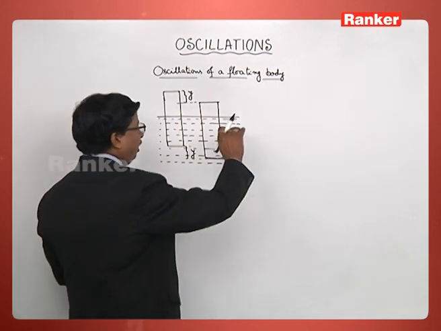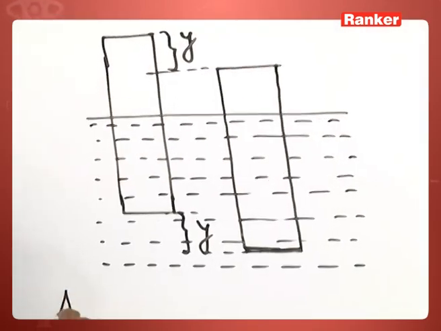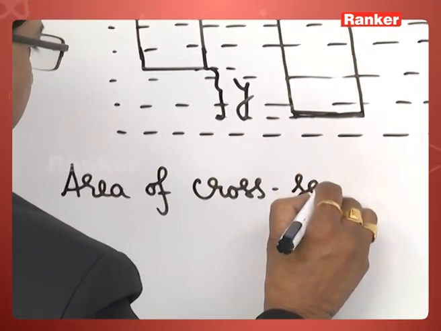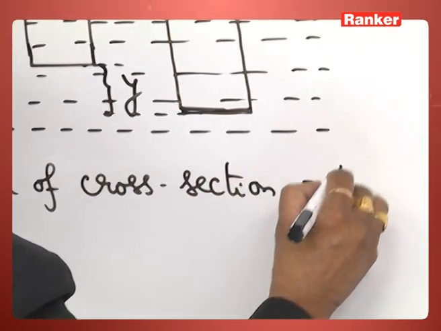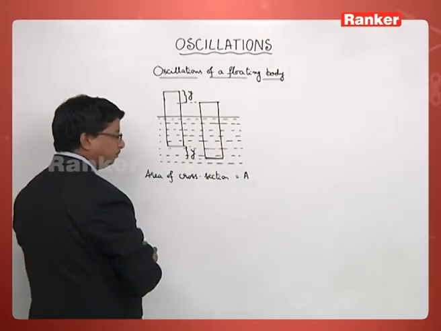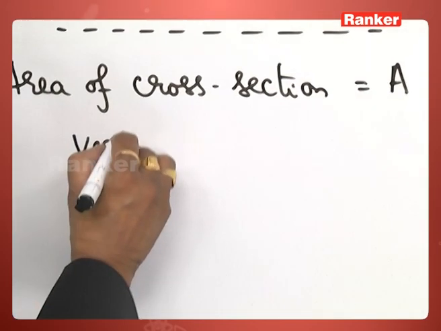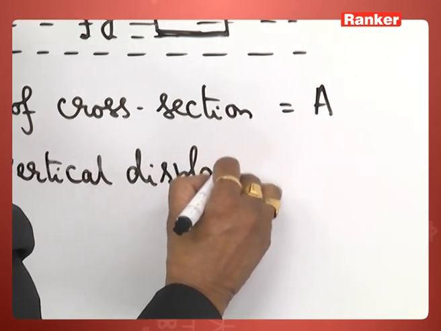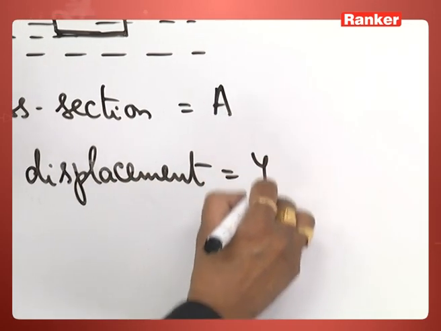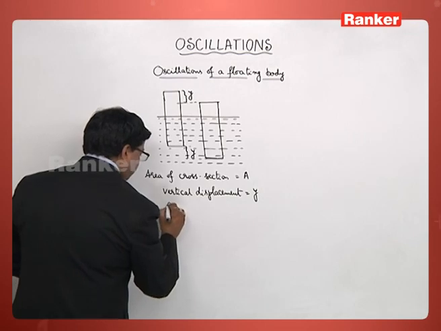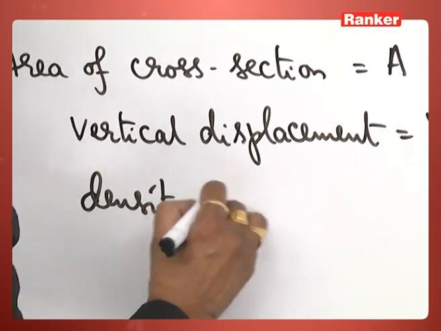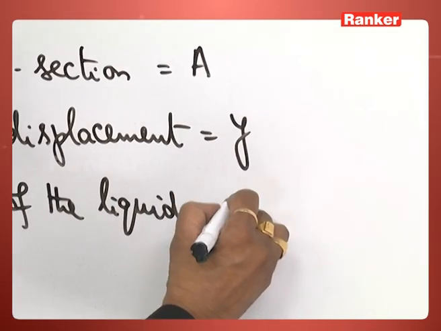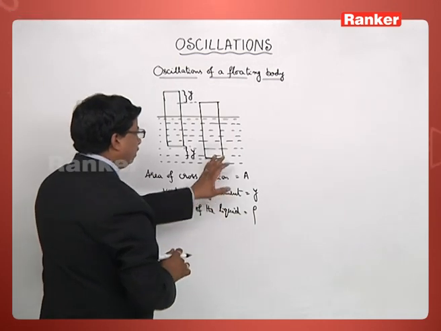Now, here you should understand some data. Area of cross section of the body, you consider that one to be A, and vertical displacement, I just consider that one as y, and of course density of the liquid in which the body is floating, I just consider that one as rho.